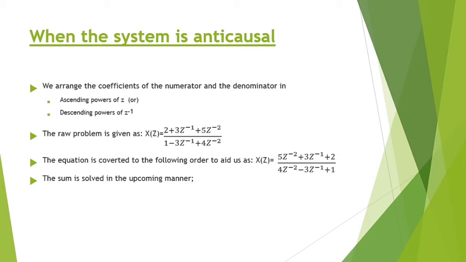The region of convergence for anti-causal is mod z less than the unit circle. So basically mod z less than 1.